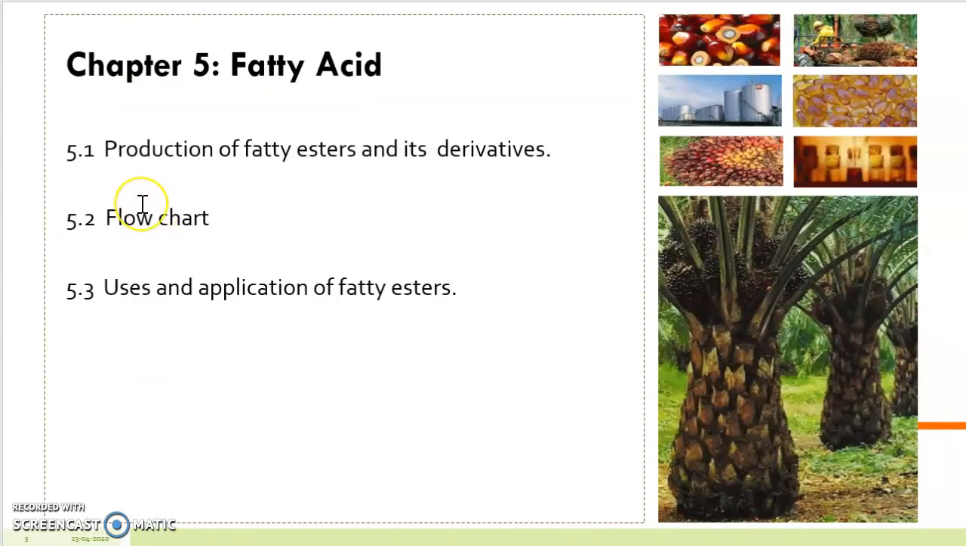As usual, for all the derivatives and all the basic oleochemicals, we are going to learn three things. First is their production process. So we are going to learn the productions of fatty ester and its derivative, and also we will see the flowcharts on the production process of fatty ester. And lastly, the uses and applications.